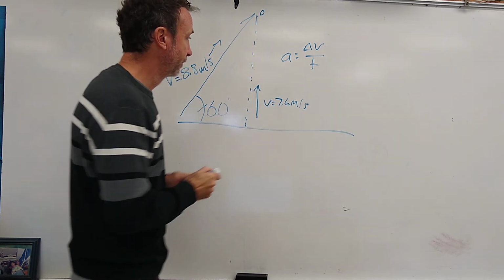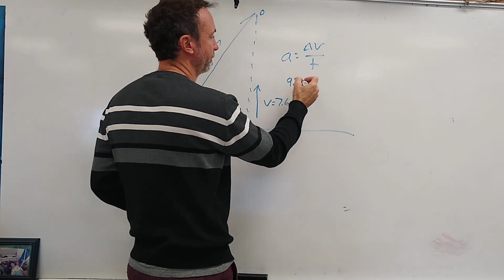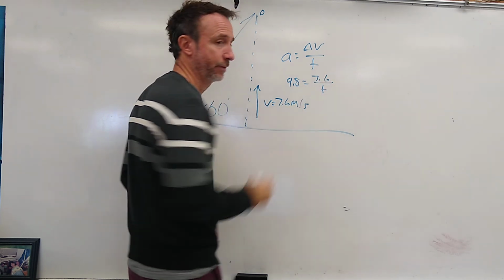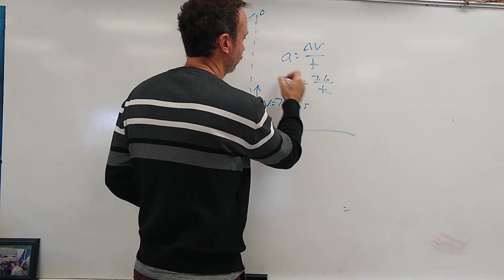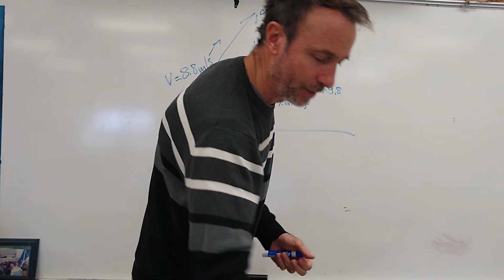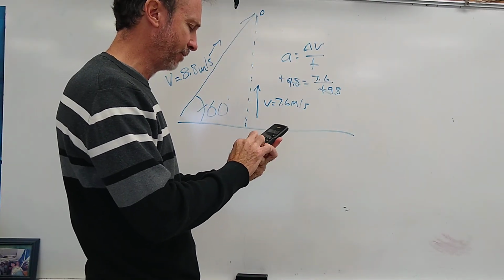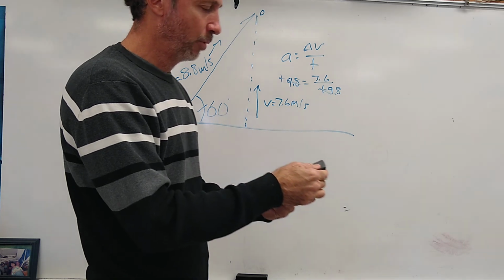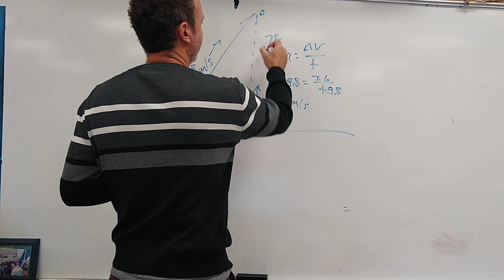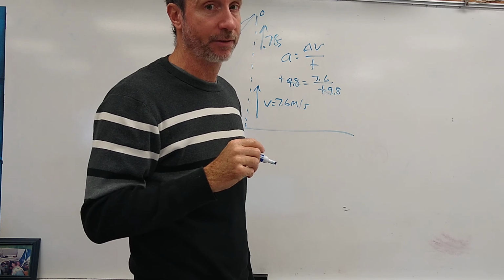All right, good. You end up with 9.8, that's the acceleration, equals 7.6 over t. We have to solve for that t, which means we switch it with the 9.8. So 7.6 divided by 9.8. I still have my old 7.6 number in there. Divided by 9.8 equals 0.78. So 0.78 seconds up. It takes 0.78 seconds to get to the top.